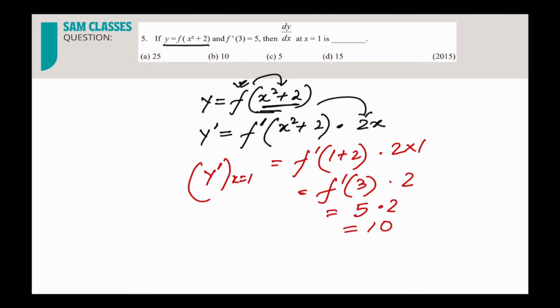See, nothing was there in this question, and a lot of people, more than 60 to 80% of the people, the moment they see y is equal to f of x square plus 2, they'll leave the question. Sir, not possible, sir, very difficult, we won't be able to think. Nothing is there. Okay, just normal differentiation. If you understand the method, if you understand the concept, you can solve it.